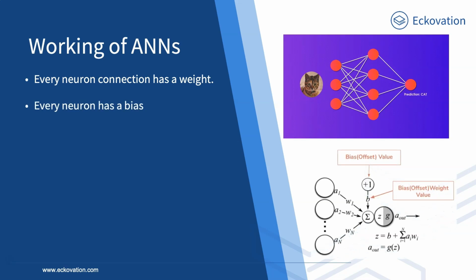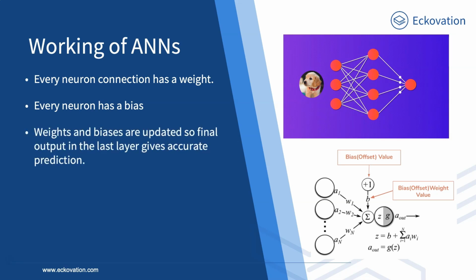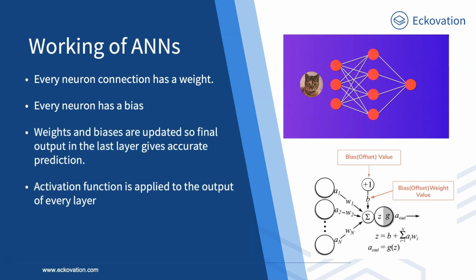Every neuron has a bias that is added to the input supplied by the previous layer. These weights and biases are updated such that the final output in the last layer gives an accurate prediction. The output of the n-1th layer is an input to the nth layer. Activation function is applied to the output before feeding it to the next layer. Activation functions are functions that induce non-linearity in the output of a neuron. A neural network without an activation function is essentially just a linear regression model.